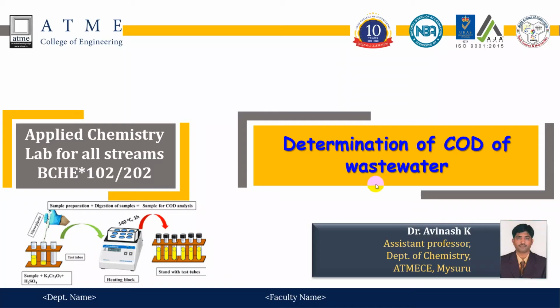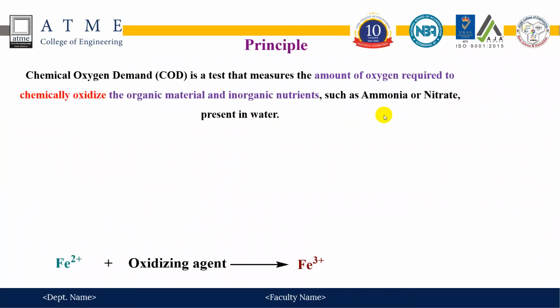In the BTU syllabus, the applied chemistry lab for the CS stream, that is BCHES 102202. Today we are going to see the experiment on determination of chemical oxygen demand in wastewater. So first we must know what is chemical oxygen demand.